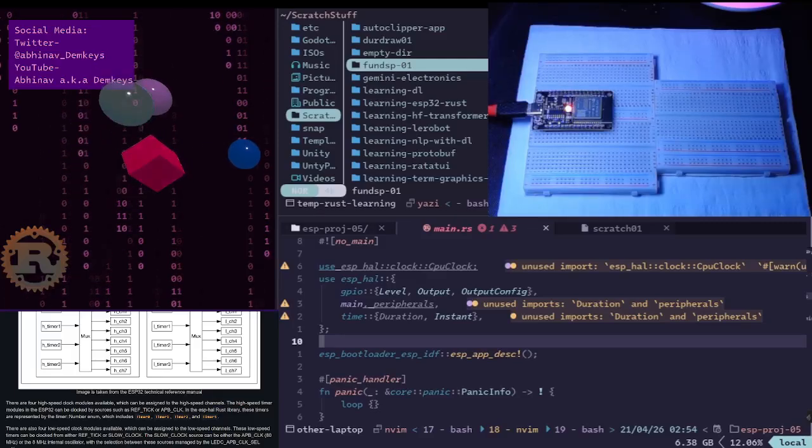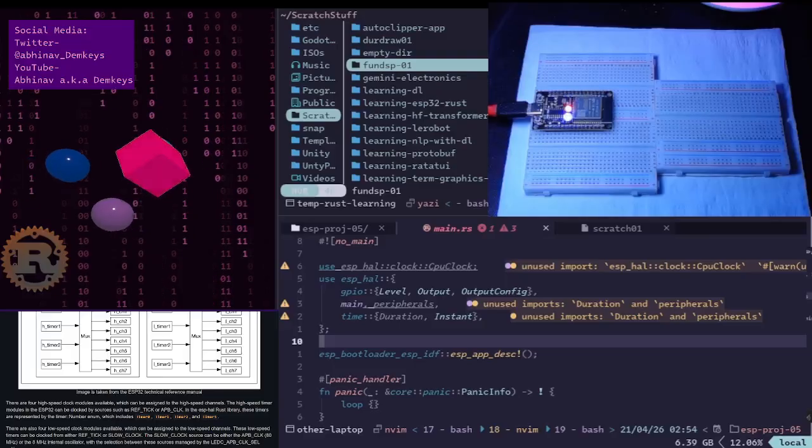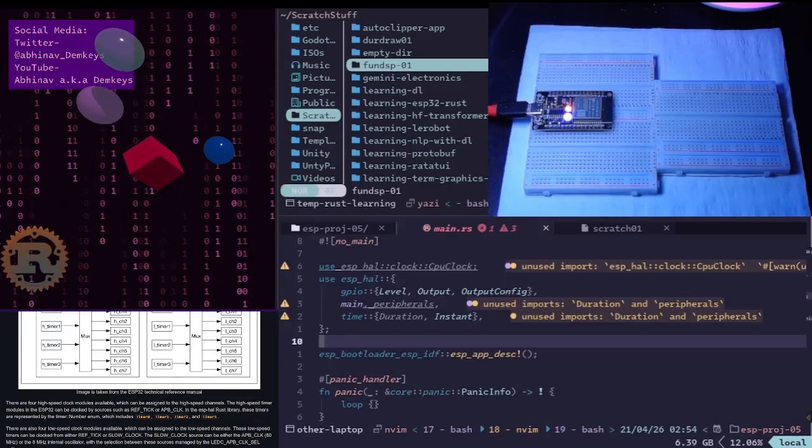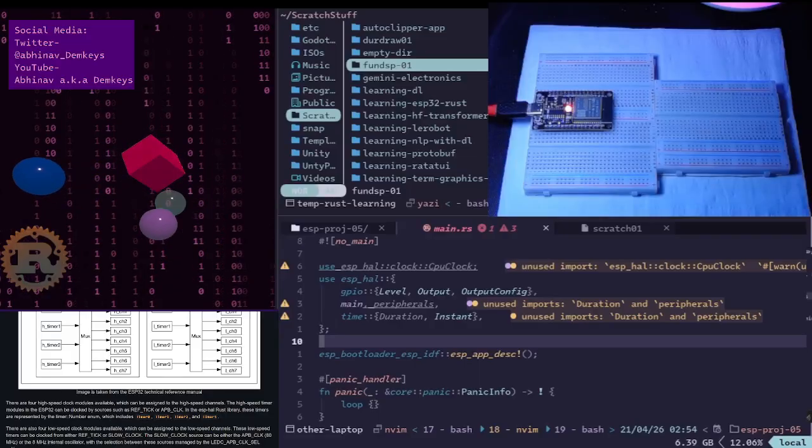Give me a second here. I'm just checking if a change that I made shows up. Yeah, there it is. Okay.